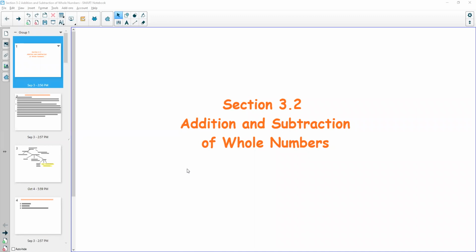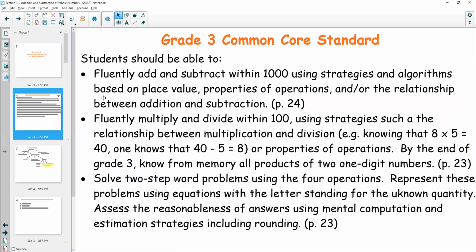All right, so when we talk about addition and subtraction of whole numbers, we're talking about these kinds of standards. We're talking about primary grades for the most part. So kids in 3rd grade are asked to fluently add and subtract within 1,000 using all different kinds of strategies and algorithms. They have to understand the value of place value and get how numbers are built. They have to understand the properties of operations and the relationship between addition and subtraction. They also have to fluently multiply and divide. We'll talk about that next.